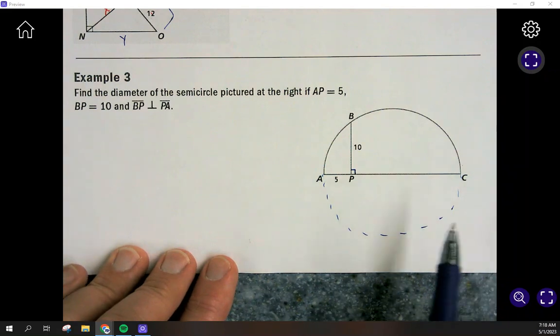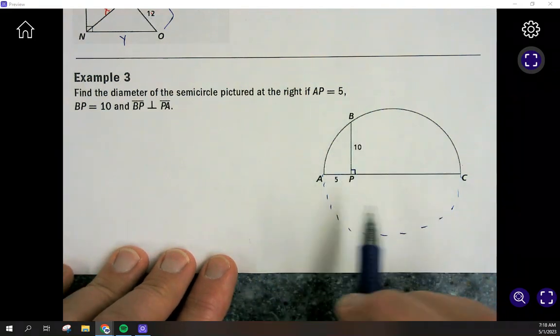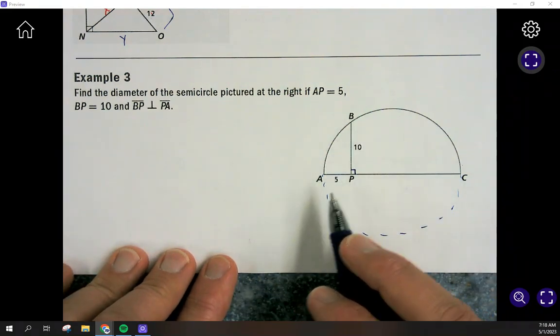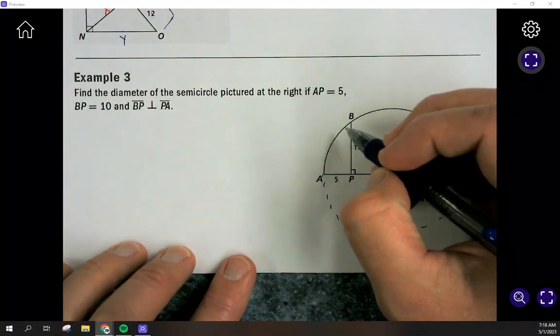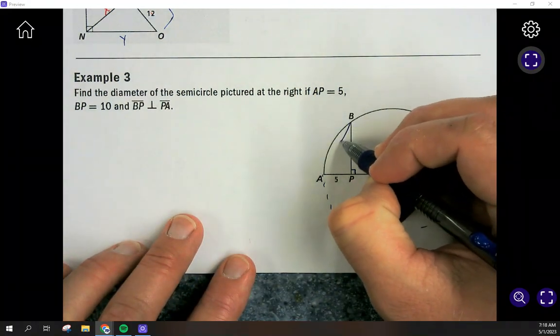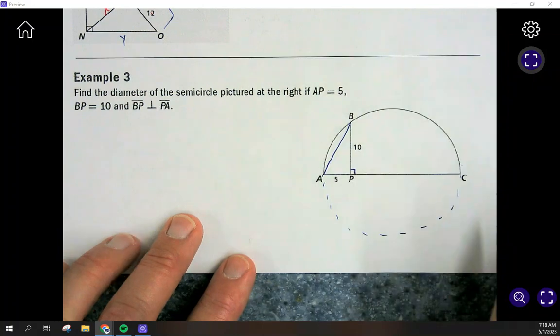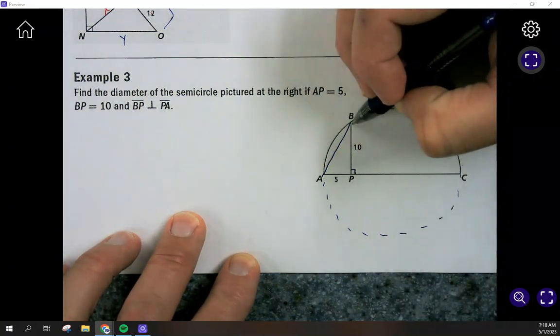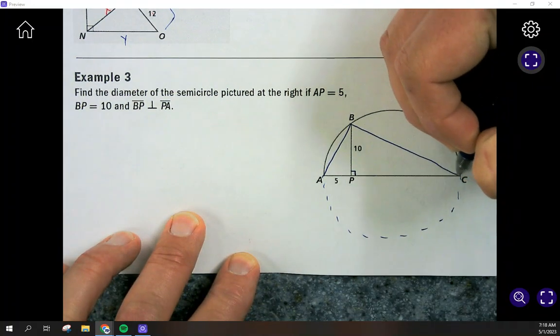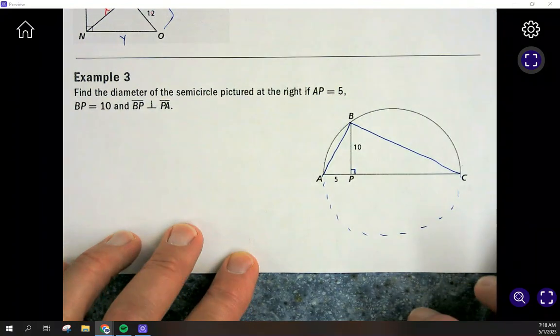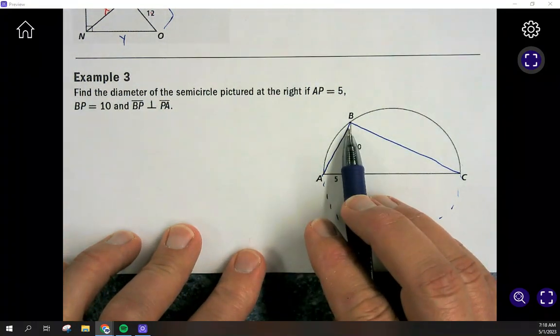PA. So what that means is we can create one of these special triangles and use the geometric mean to solve it. So here's what it's going to look like. I can go ahead and draw a line between A and B, and then draw a line from B to C. And I've created one of these right triangles. Now, how do I know that this is right?